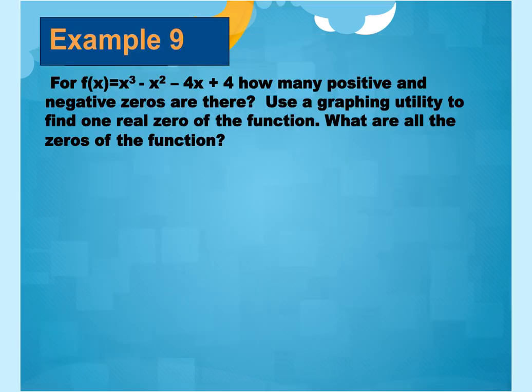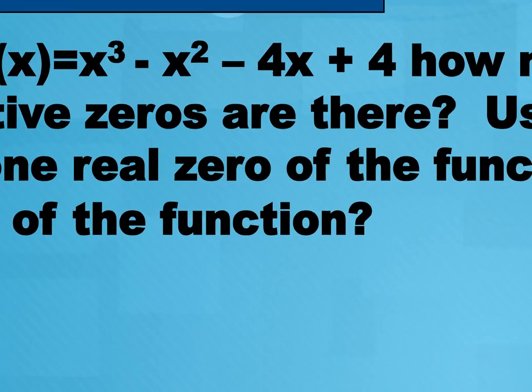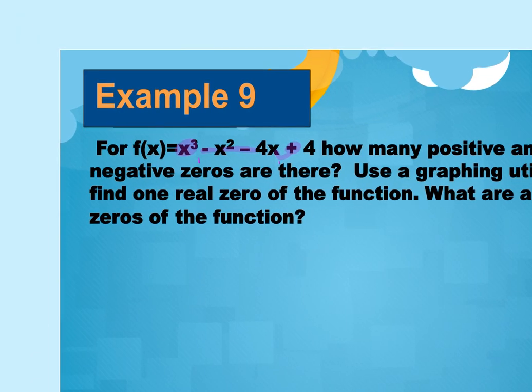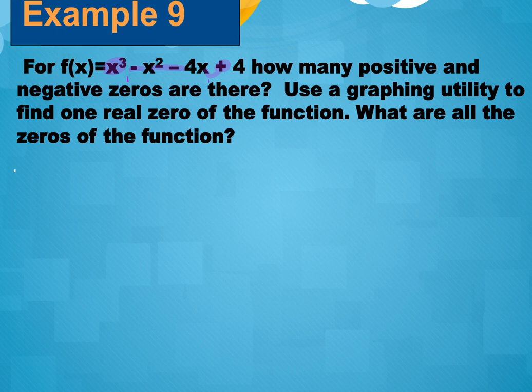We're going to do that here. For example 9, for the polynomial, how many positive and negative zeros are there? Use the graphing utility to find 1, and then what are all of them? So we're going to start with how many. If I start positive and I switch to negative, that's 1 sign change. I stay negative, I switch to positive, that's a second sign change. So there are how many positives? 2 or 0 positive real roots.